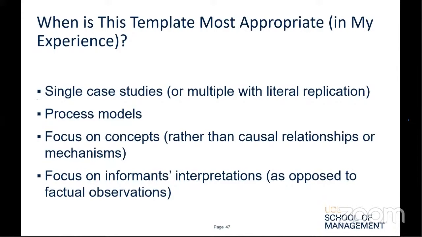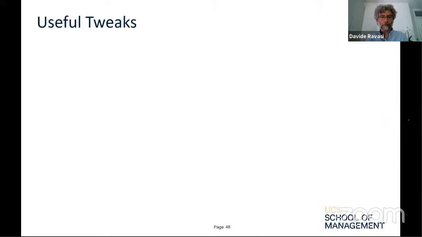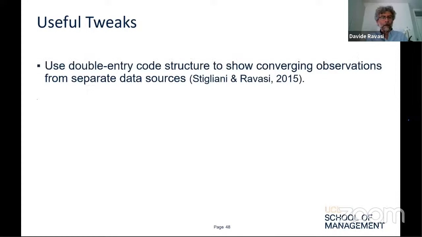Okay. Some useful tweaks, and I'm almost getting to the end. We've seen already double entry code structures to show converging observations from separate data sources, showing robustness or showing convergence of different types of insights.